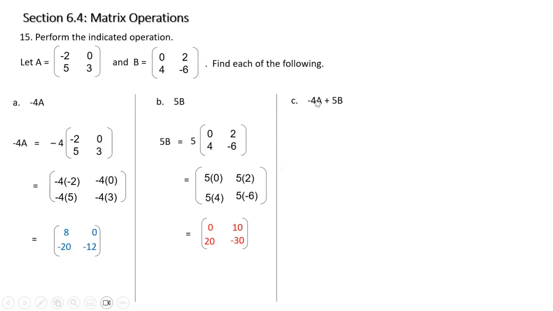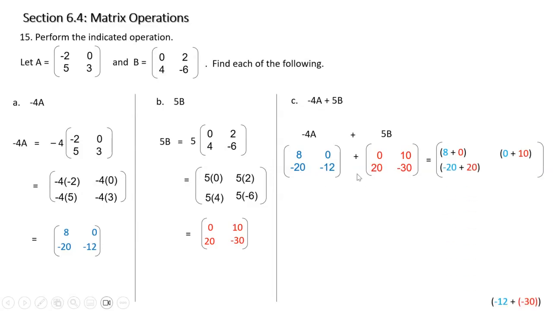Now for part C, we're going to add negative 4A plus 5B. So negative 4A, we did it here on the A part, plus 5B, we did it on the B part, which is in red. Now we're going to add them. It's going to be 8 plus 0, 0 plus 10, negative 20 plus 20, and negative 12 plus negative 30. And my result will be 8, 10, 0, and negative 42. That's my answer.